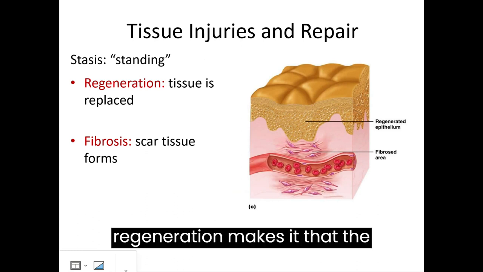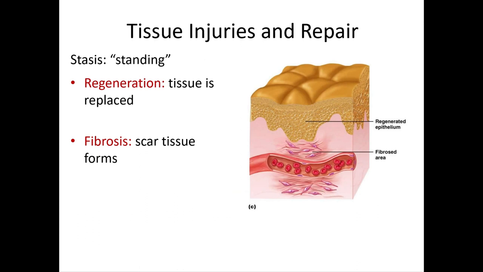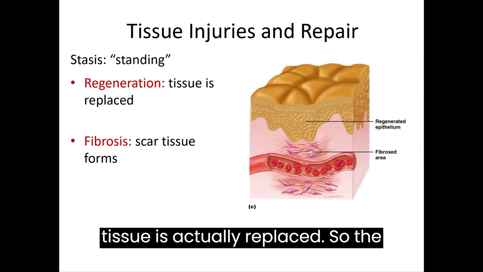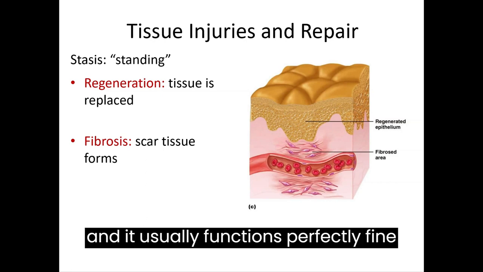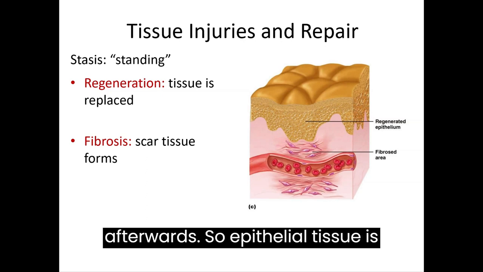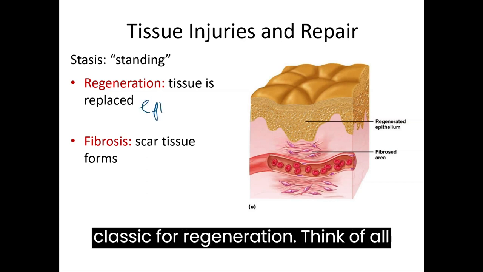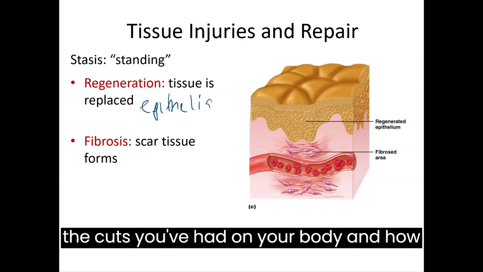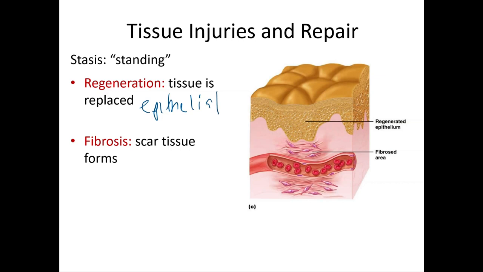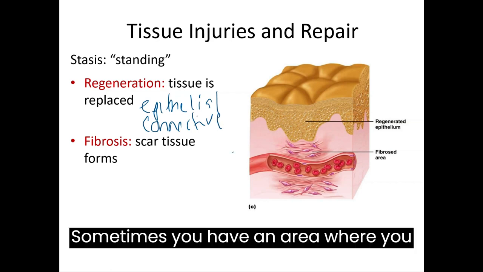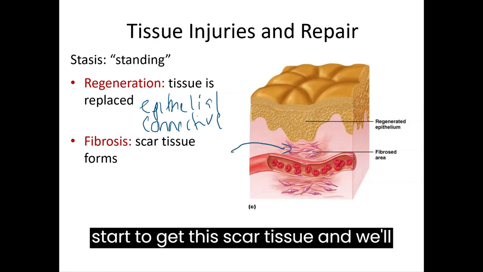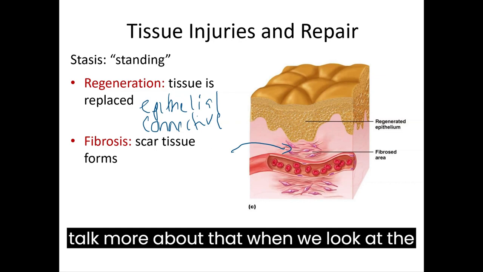So regeneration is when the tissue is actually replaced. So the tissue is replaced with like tissue, and it usually functions perfectly fine afterwards. So epithelial tissue is classic for regeneration. Think of all the cuts you've had on your body and how they've healed. Connective tissue also regenerates really well. Sometimes you have an area where you start to get this scar tissue, and we'll talk more about that when we look at the skin healing.